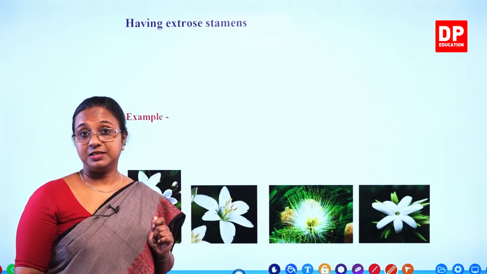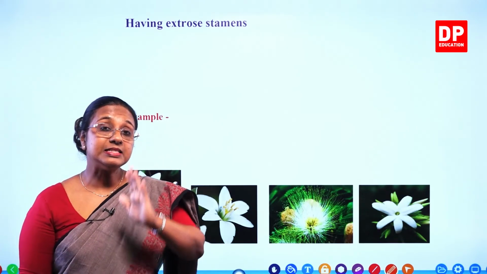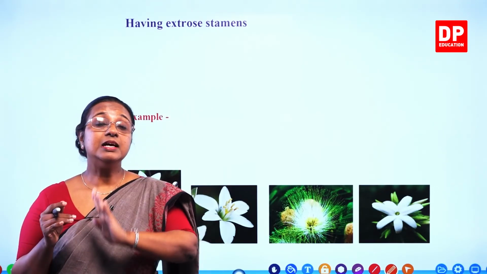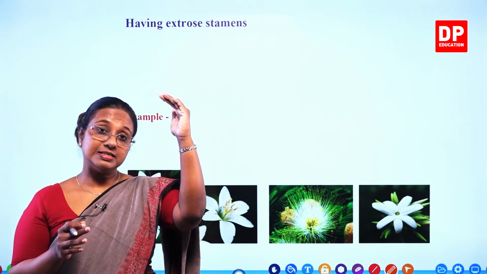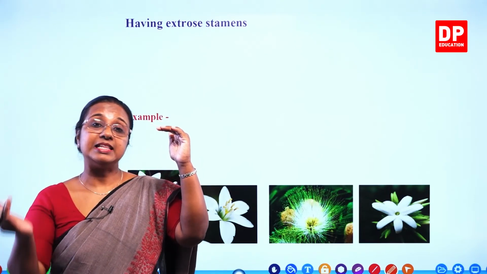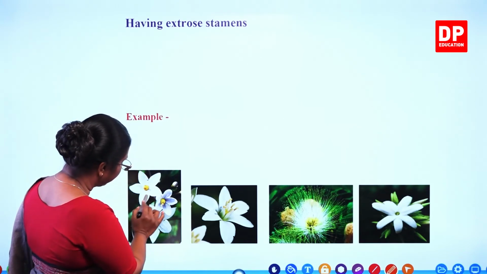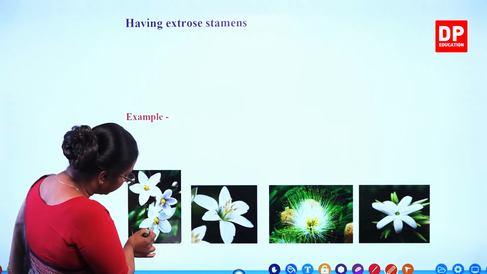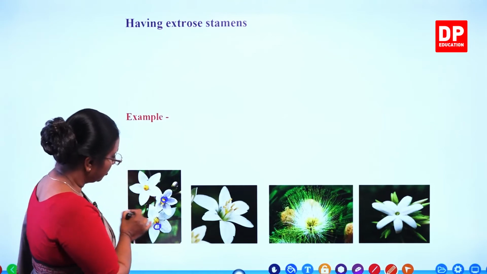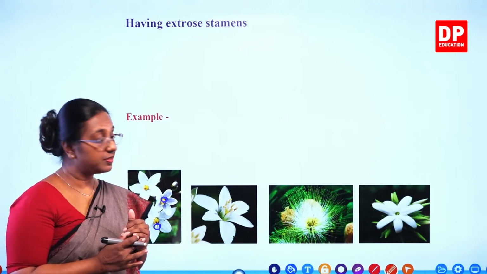Having extrose stamen. Now when we say extrose stamen, what happens is either the stigma is long and the stamens are short. That is, the pistil is very long, the stigma is high above and the anther is below, so that the pollens from the anther cannot reach the stigma. If you look at these flowers, you can see the stigma is longer. Here we have the stigma, whereas the anther is somewhere there. So stigma is up, anther is below. So the pollens cannot go to the stigma of the same flower.